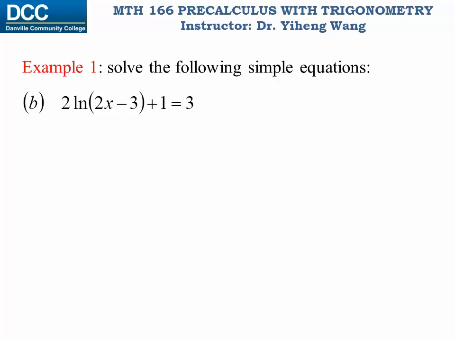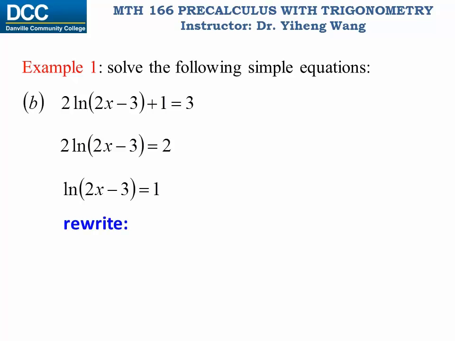For this equation, again, we want to simplify it as much as possible. So we subtract 1 from both sides, and then we divide both sides by 2. Then we want to rewrite this logarithmic expression into its equivalent exponential expression so that we can solve for x. And we know that natural logarithm has an implied base of e, the natural base constant. Therefore, when rewritten into the exponential form, it is e, the same base, to the first power equals 2x minus 3. And we know that e to the first power is approximately 2.718. From here, we can solve for x to be approximately 2.859.